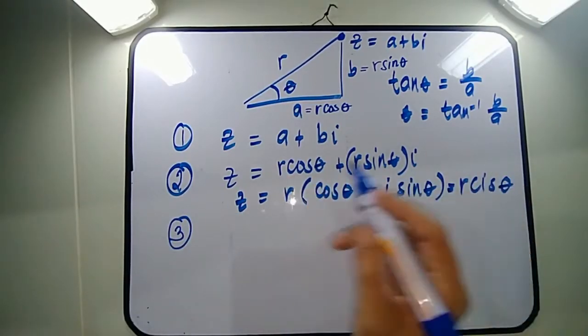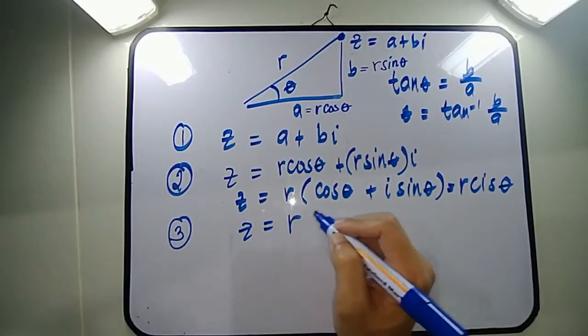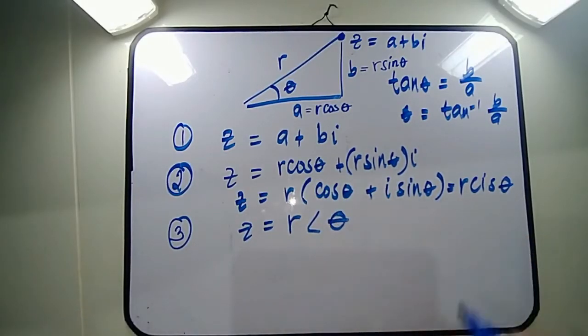The third form is what you call the polar form. The polar form is easy. Z equals r angle theta. This is our polar form.